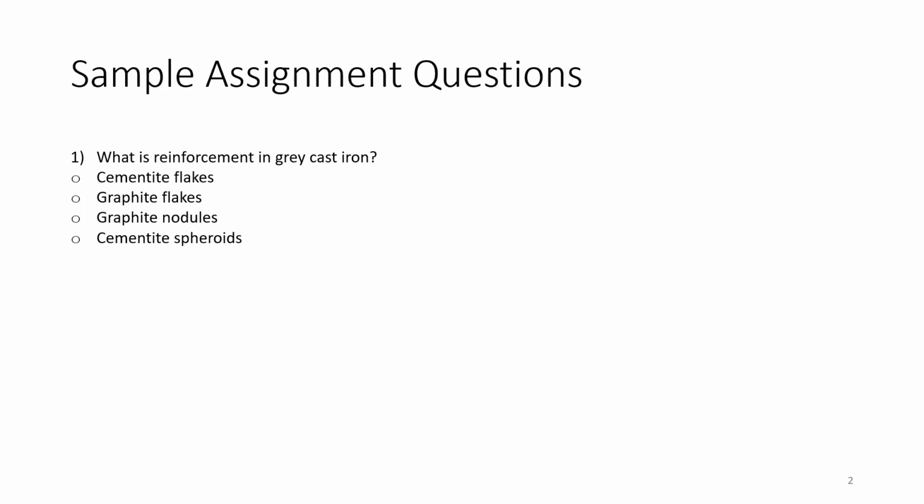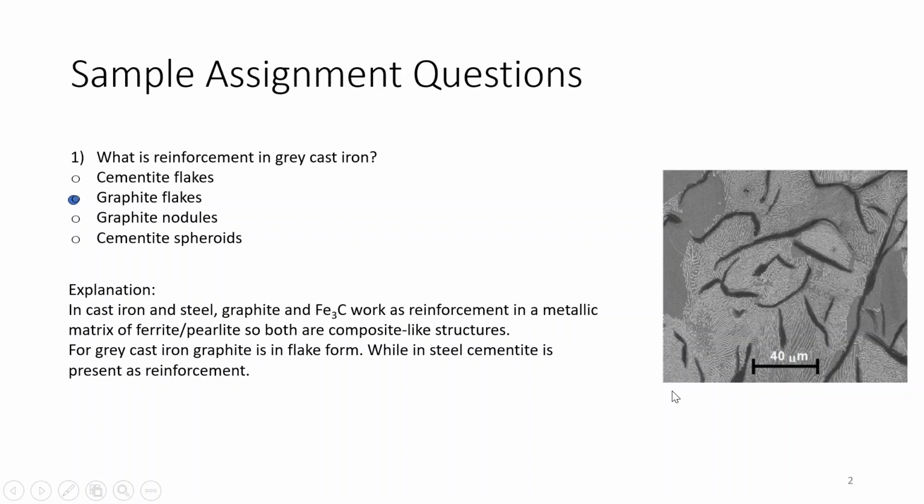As you know, grey cast iron and steel act as composites. So what is the reinforcement phase in these? Your options are cementite flakes, graphite flakes, graphite nodules or graphite spheroids. The answer will be graphite flakes. Grey cast iron gets its name because of its grey appearance due to the graphite flakes that are present. So this is the microstructure of grey cast iron. In this grey part, these are graphite flakes.